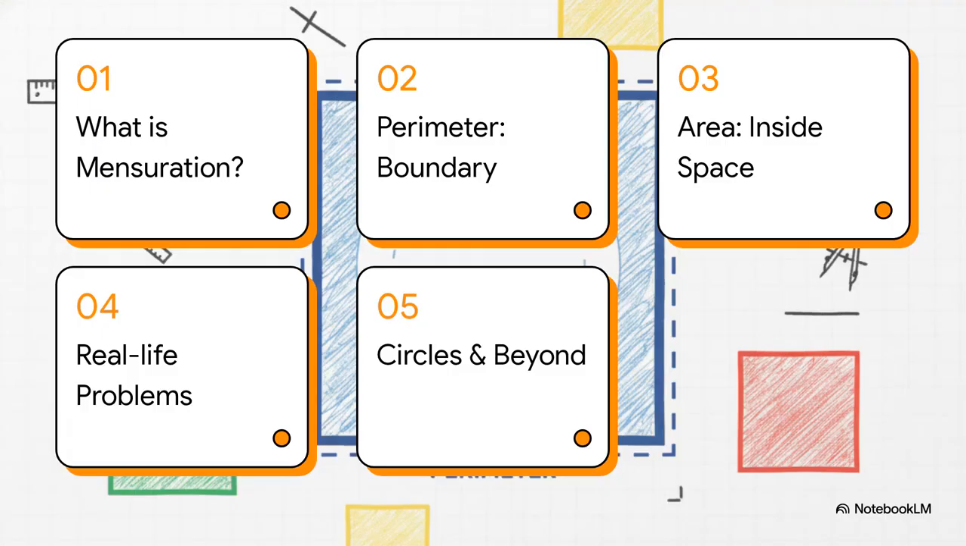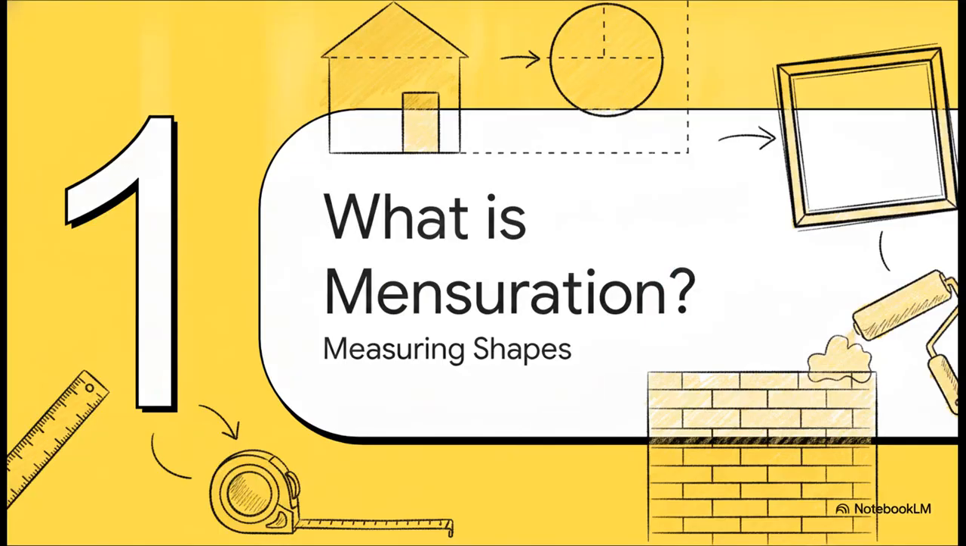So, here is our game plan for today. We'll start by figuring out what mensuration actually is. Then we'll look at perimeter, which is all about boundaries, followed by area, which is the inside space. After that, we'll tackle some real-life problems together, and finally, we'll wrap up with circles and beyond. Let's jump right in. All right, section 1.